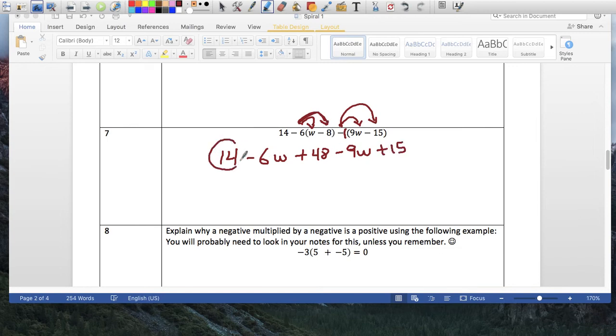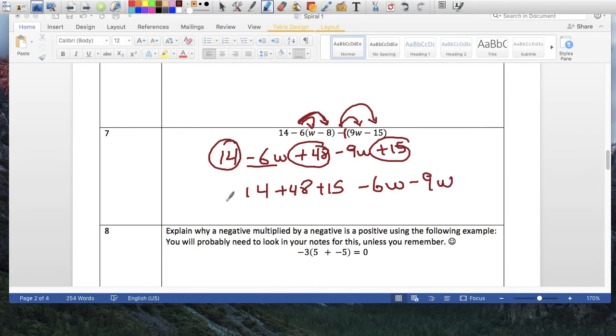Let's combine like terms. So we've got the 14, the positive 48, and the positive 15. So it's 14 plus 48 plus 15. And then we have negative 6w and negative 9w. So we're going to combine these three, and then we're going to combine these two. 14 and 48 is 62, and 62 and 15 is going to be 77. Positive, that was easy. Negative 6w and negative 9w is going to be negative 15w.